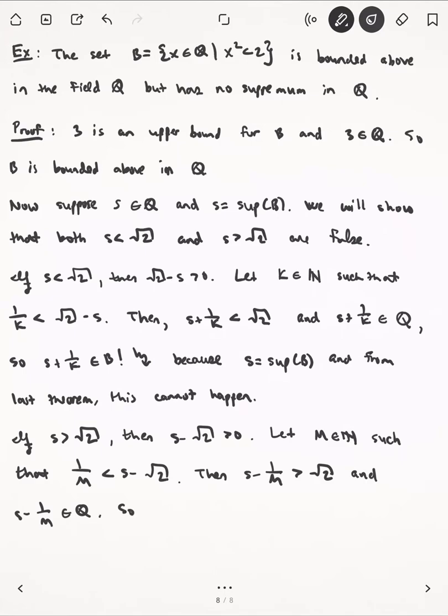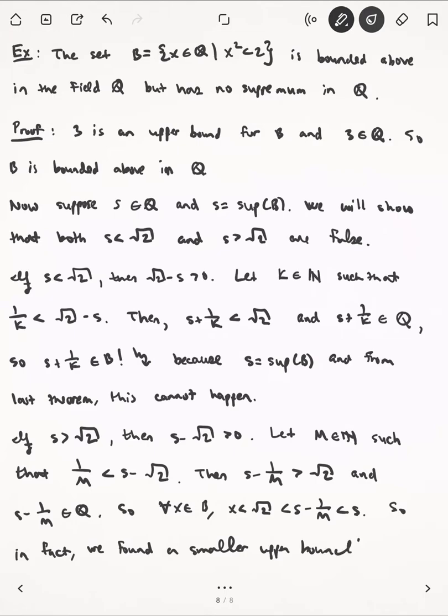So for all x in B, we have x is less than square root of 2. But now we've shown that that's less than s minus 1 over m, which is less than s. So in fact, we found a smaller upper bound. So that's a contradiction, because s is the supremum. So s bigger than square root of 2 is false, and s less than square root of 2 is false. So s equals the square root of 2 and is not an element of Q.